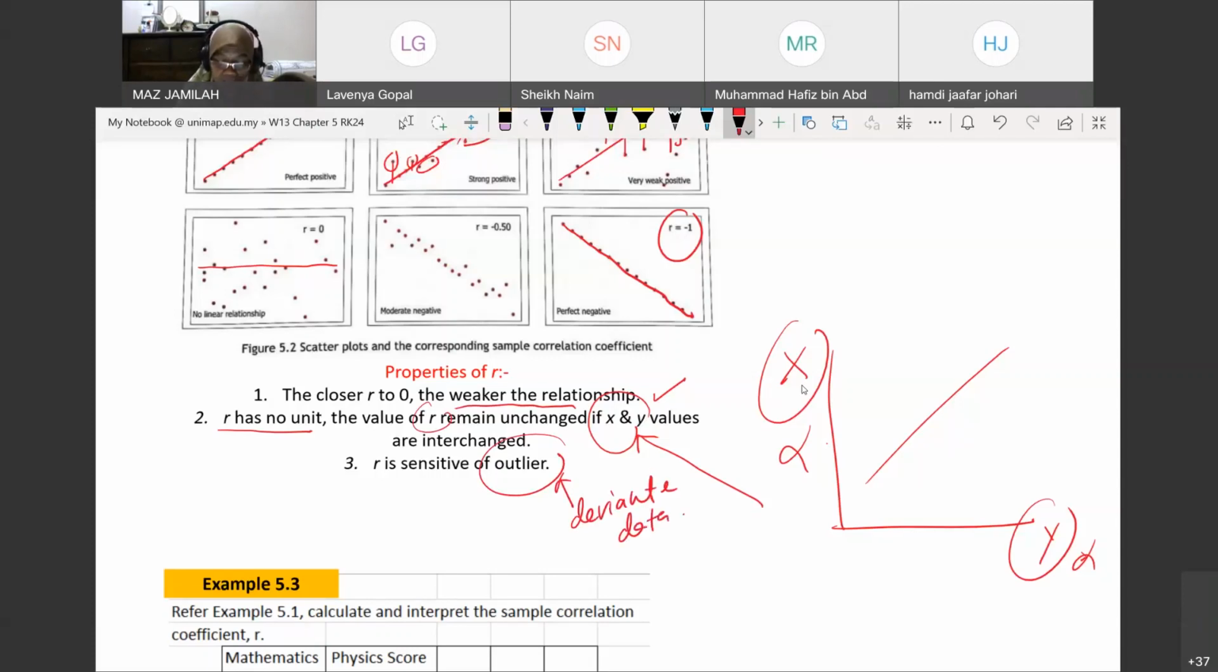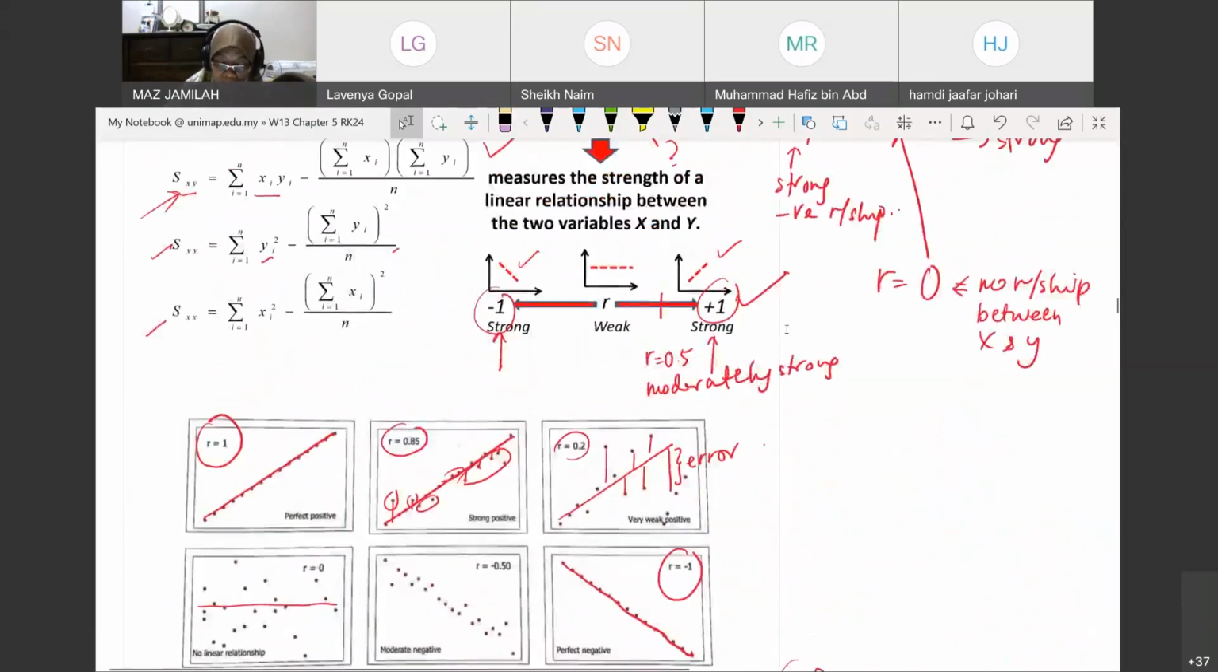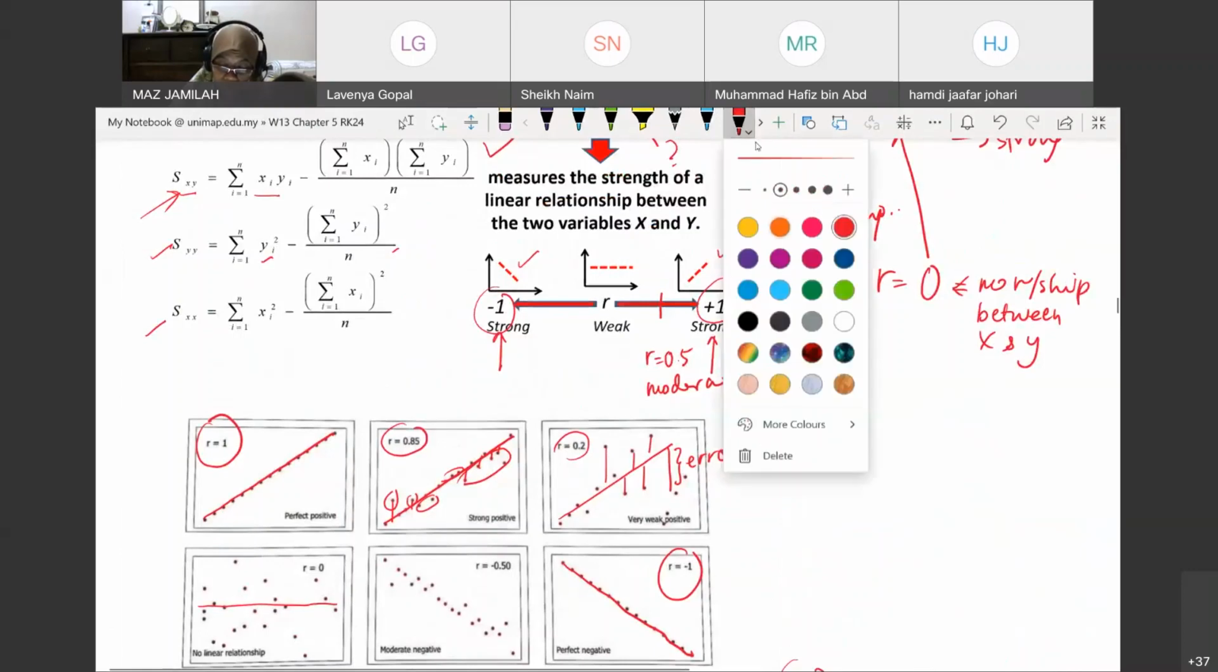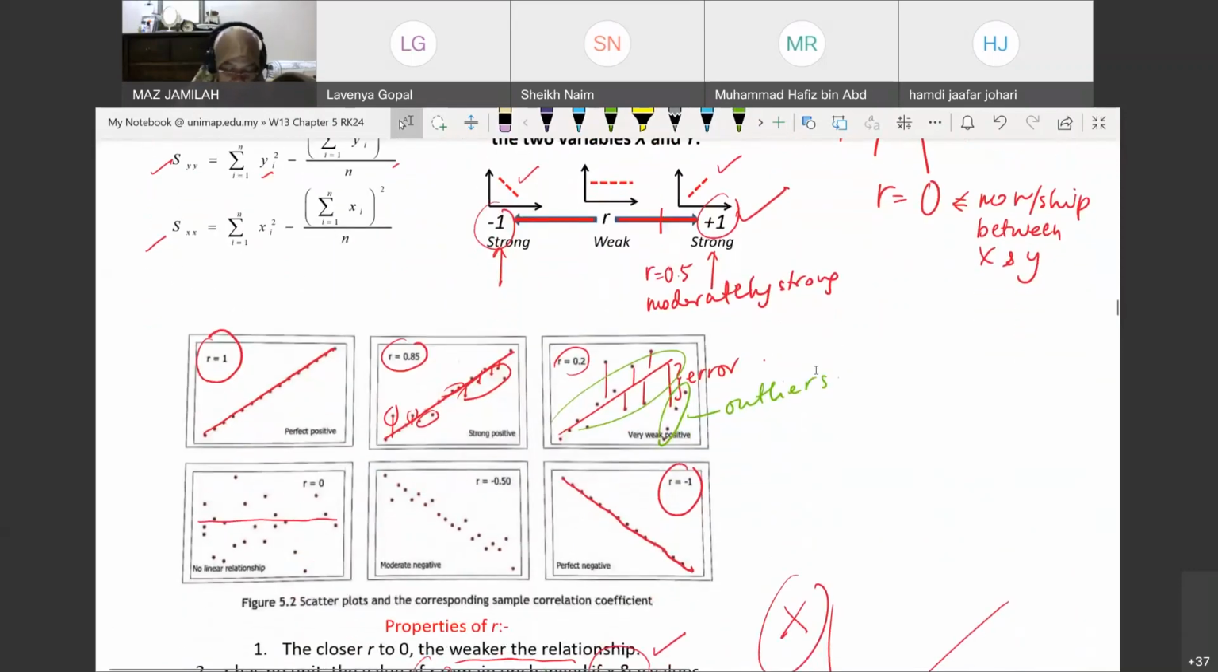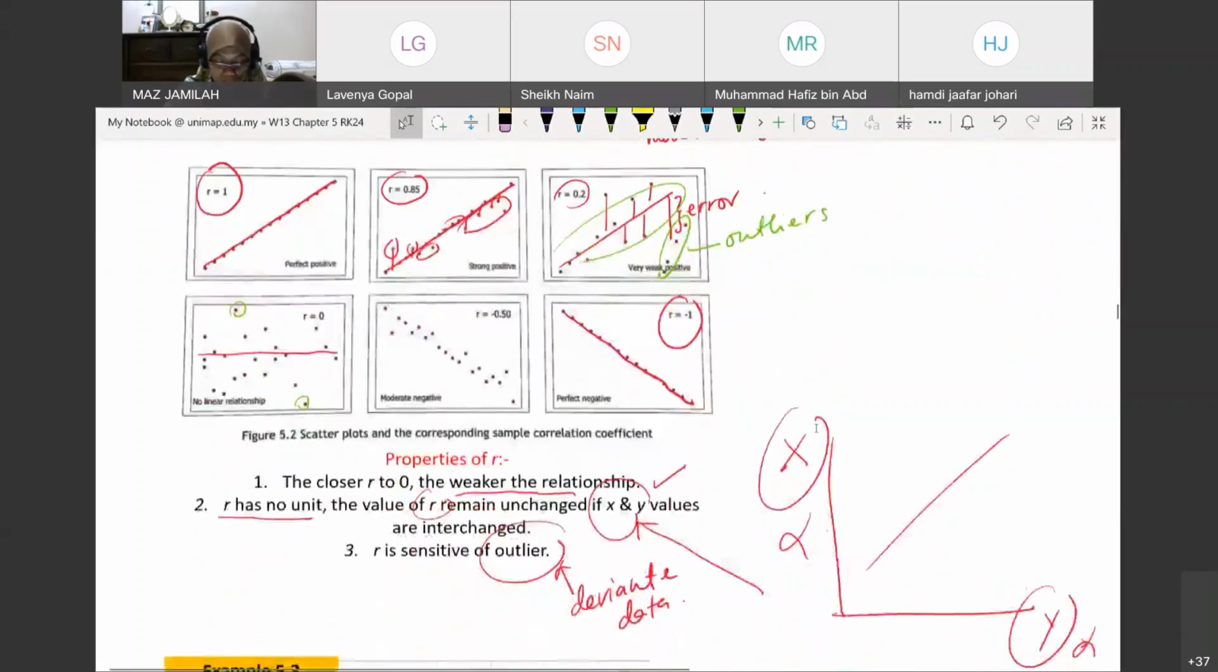Outlier means that your data is too far away from the other data set. So if you are talking about your data here, let's say this could be regarded as your outlier because they are too far away from the rest of your data points. The same goes to this one. For example, maybe these are your outliers. So your data that is too deviant from the rest of your data set.